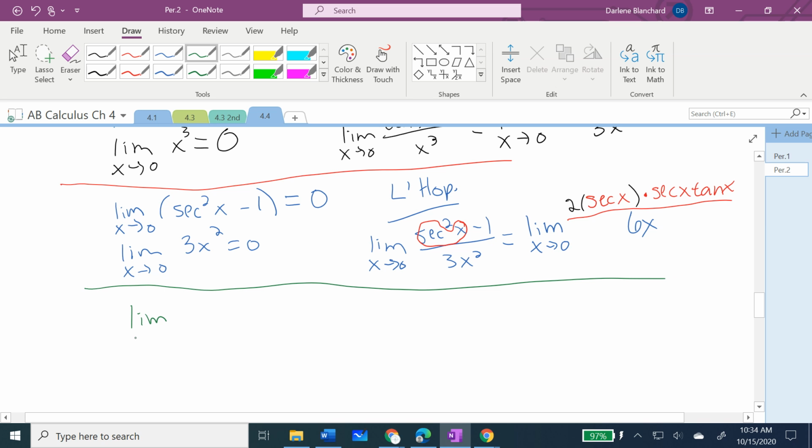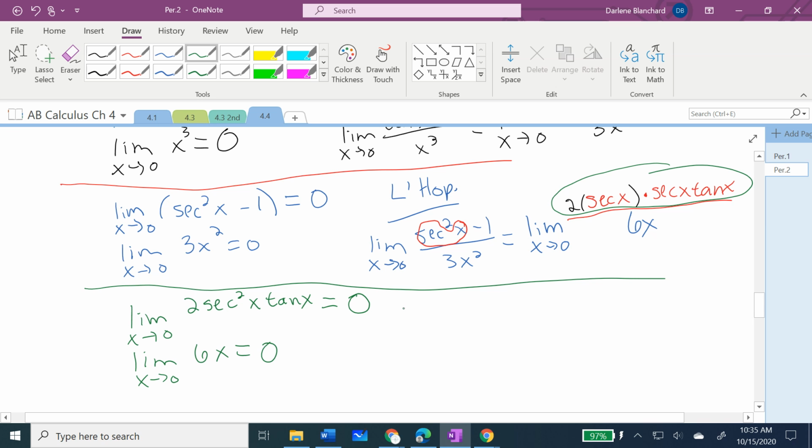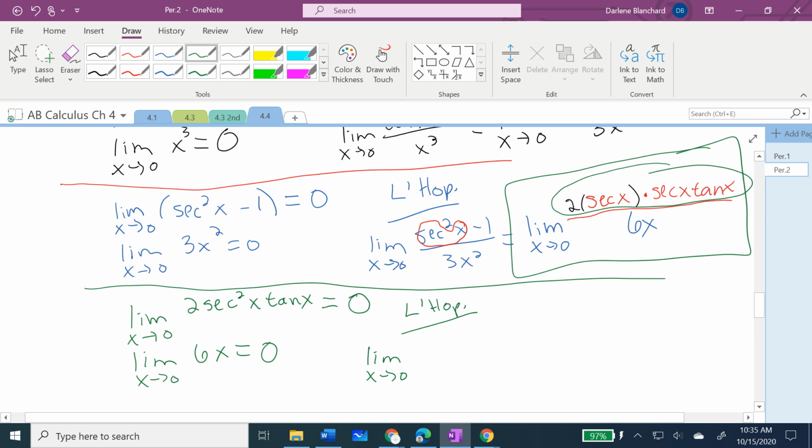So the limit as x approaches 0 of, and I'm going to write this as 2 times secant squared x times tangent x. While plugging 0 into secant gives me 1, plugging 0 into tangent gives me 0, and 0 times 1 times 2 is 0. And the denominator function is heading to 0. So we are all clear. L'Hopital, come on out. I'm just going to say we are here, and now let's L'Hopital.